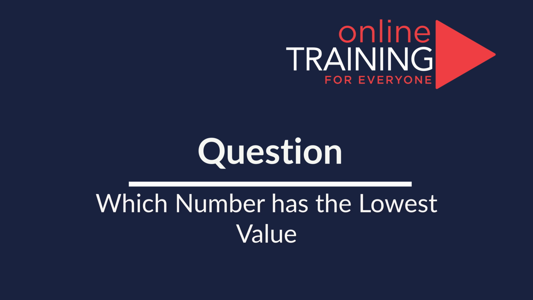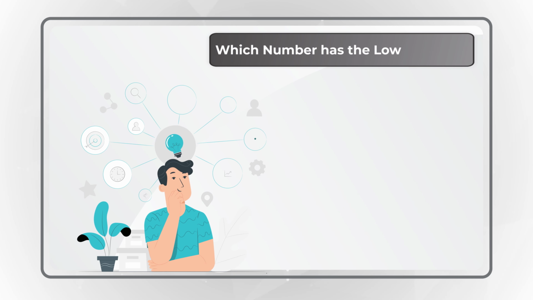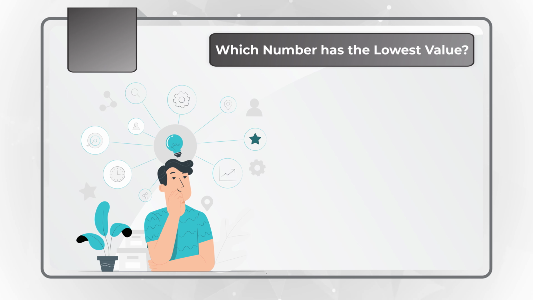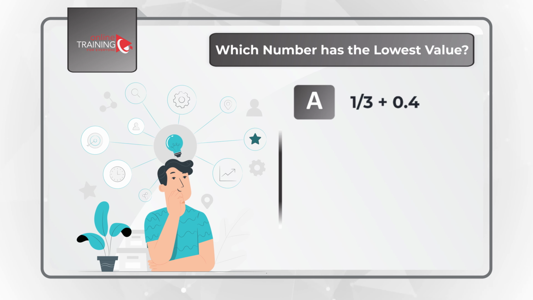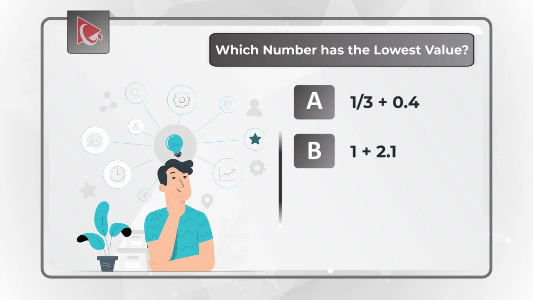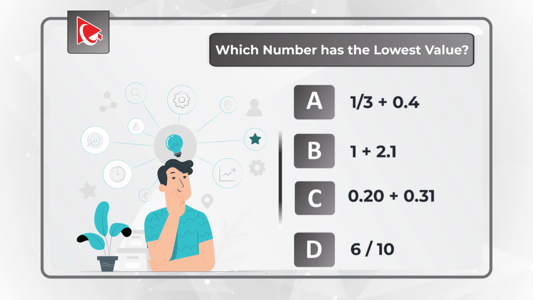Here's an interesting question where I would like you to try your skills and post the answer in the comment section of this video. Which number has the lowest value? You have 4 different choices. Choice A, 1/3 plus 0.4. Choice B, 1 plus 2.1. Choice C, 0.20 plus 0.31. And choice D, 6/10. Do you see the answer?